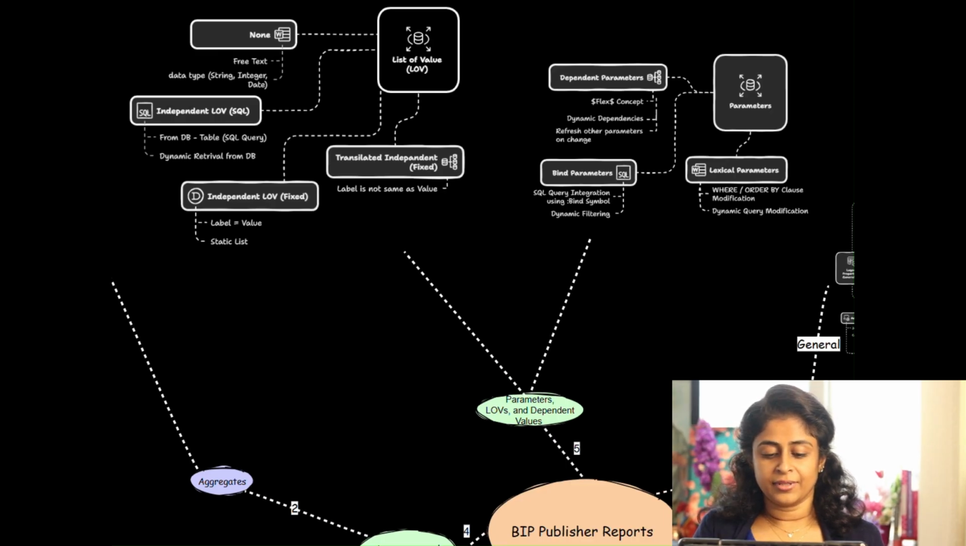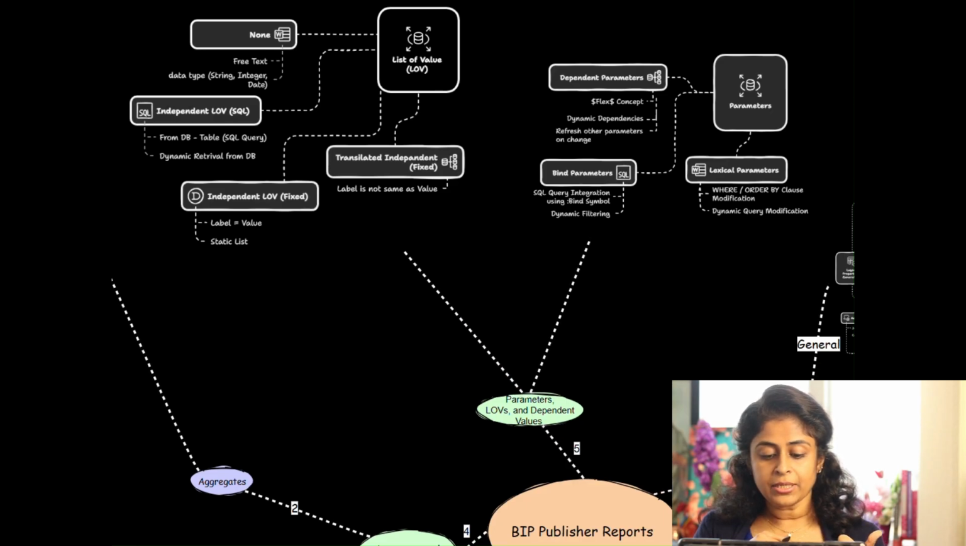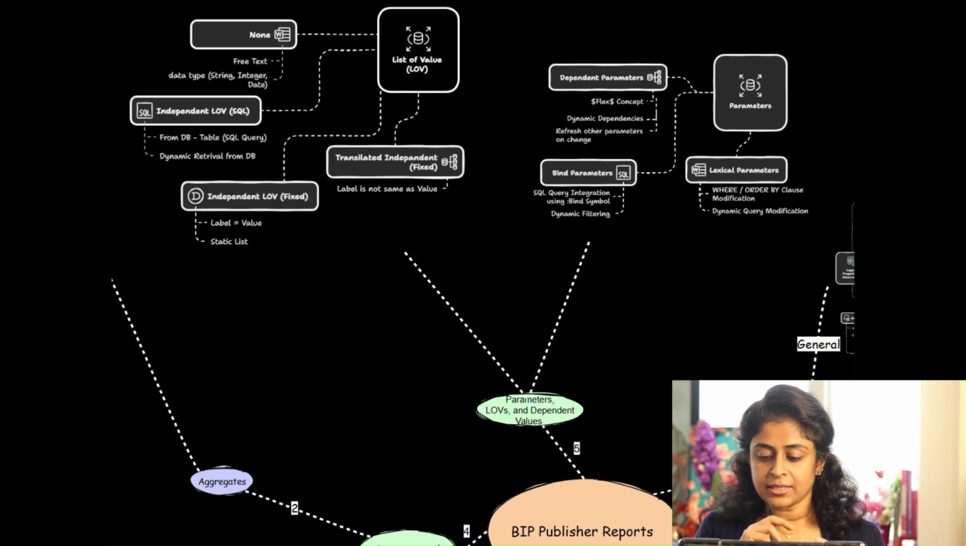Parameters and LOBs. Finally, let's master the parameters and LOBs. BI Publisher uses two primary parameter types: bind parameters and lexical parameters. Bind parameters integrate directly into the SQL query using bind symbols, allowing dynamic data filtering based on the user input. Lexical parameters provide a more dynamic query modification.